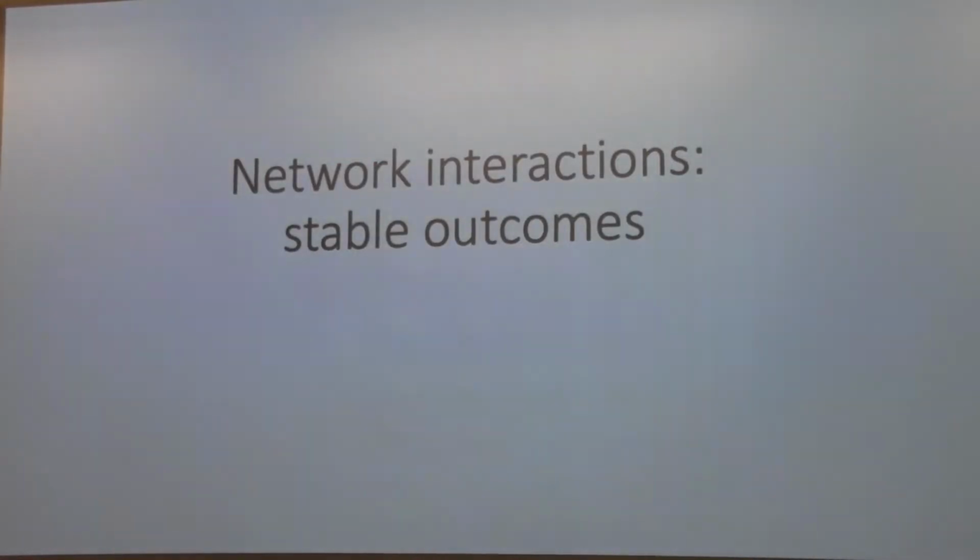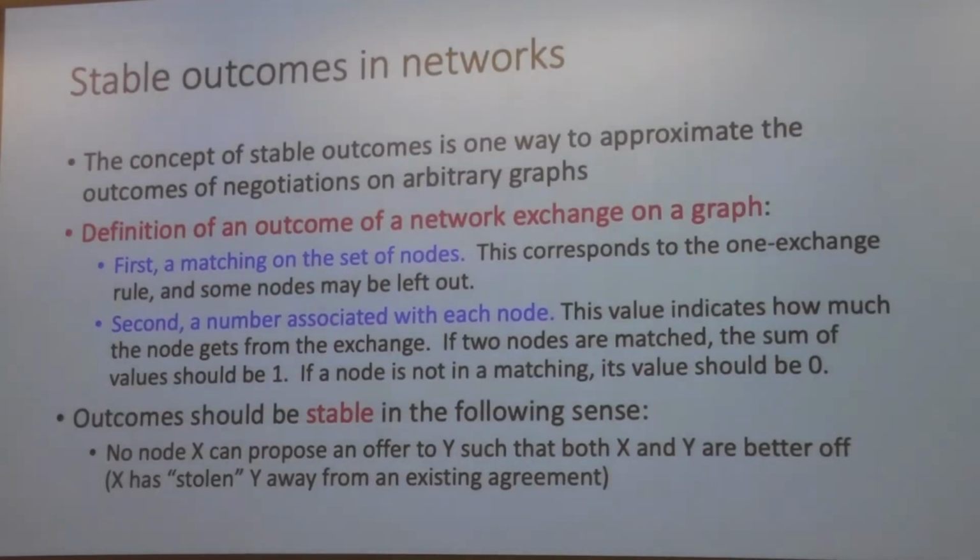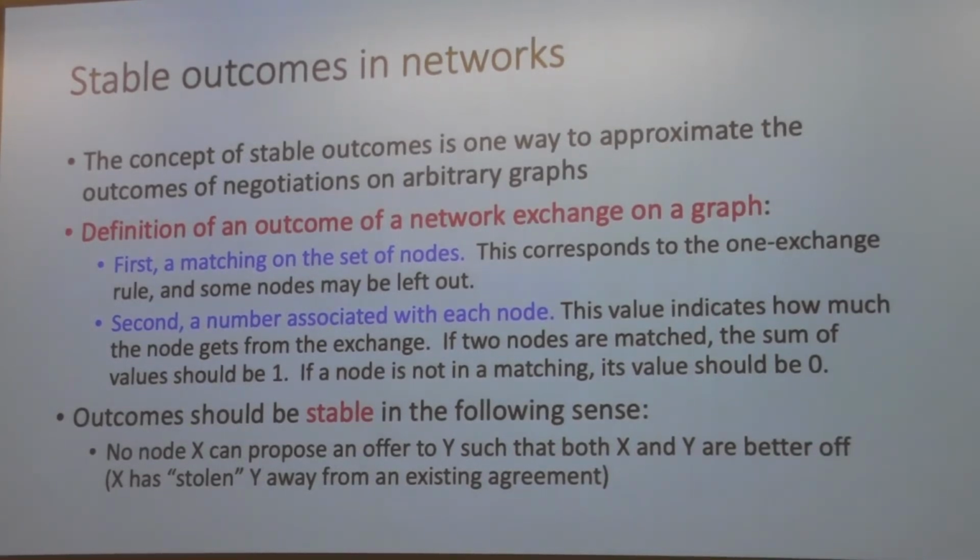And the third one is called stable outcomes. This is the ability to steal negotiation. So you see, you have the Nash bargaining solution, but that's a local thing. But there's another effect, which is stealing.